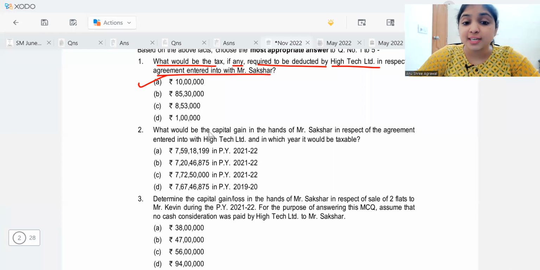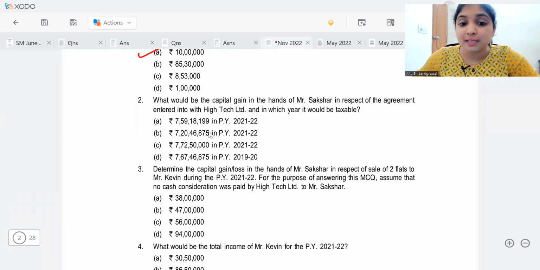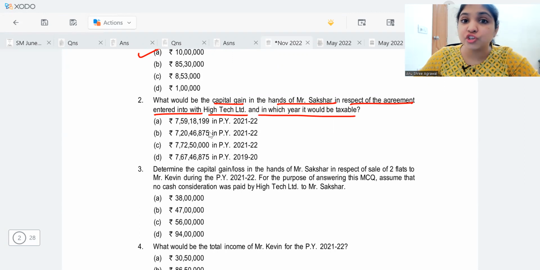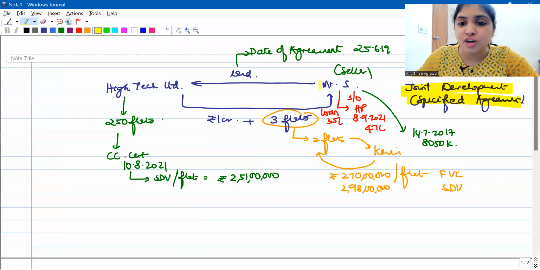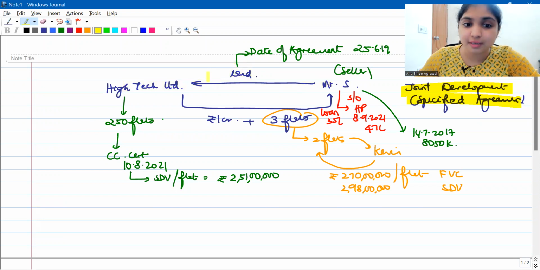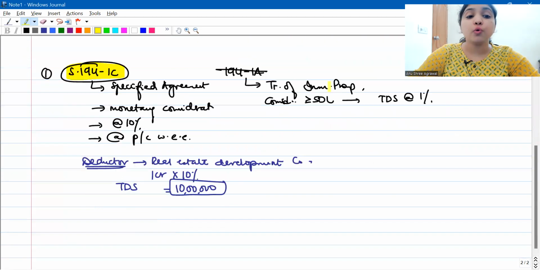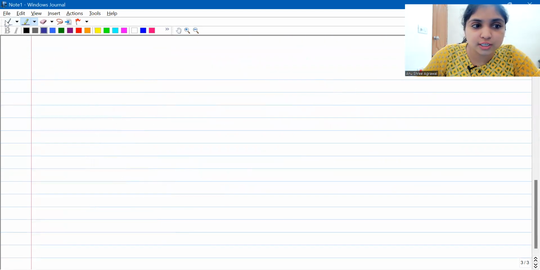Now let me take you to the second question. What would be the capital gain in the hands of Mr. Sakshar in respect of the agreement entered into with High-Tech Limited, and in which year it would be taxable? What would be the capital gain in the hands of Mr. Sakshar? See, Mr. Sakshar is transferring his land to High-Tech Limited, and in return he is getting 1 crore and 3 flats. So Mr. Sakshar is definitely transferring the land. So for this transfer of land, there will be capital gains in the hands of Mr. Sakshar, guys. Obviously, right?